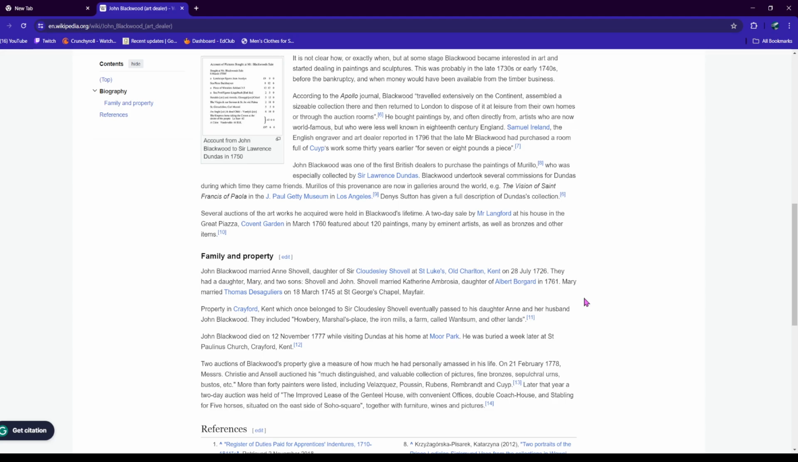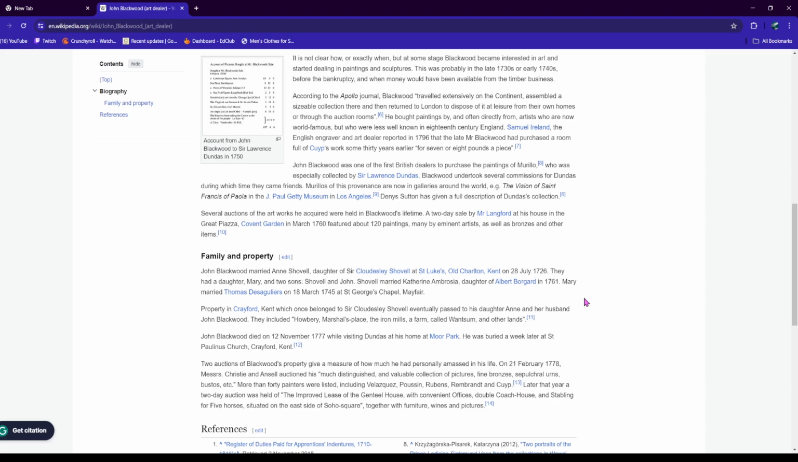John Blackwood died on the 12th of November, 1777, while visiting Dundas at his home at Moor Park. He was buried a week later at St. Paul's Church, Crayford, Kent. 2 auctions of Blackwood's property gave a measure of how much he personally amassed in his life. On the 21st of February, 1778, Messrs. Christie and Ansell auctioned his much distinguished and valuable collection of pictures, fine bronzes, scapular urns, busts, etc. More than 40 painters were listed, including Velázquez, Poussin, Rubens, Rembrandt, and Cuyp.